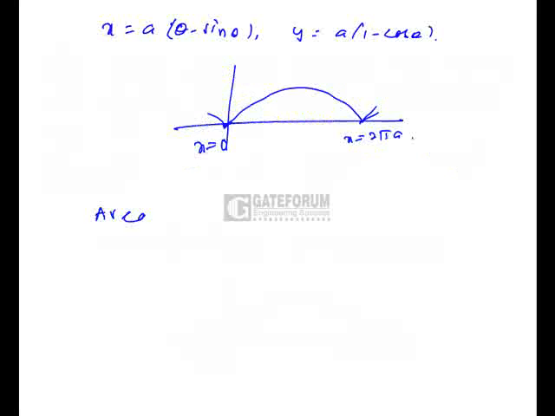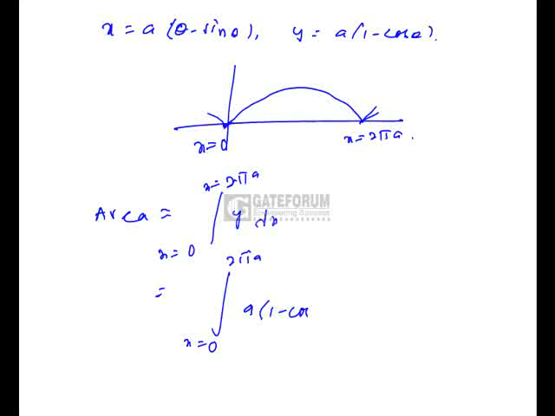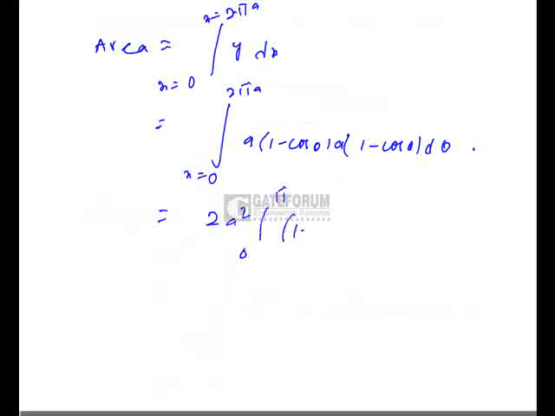So the area will be the integral from 0 to 2πa, where x varies from 0 to 2πa, of y dx. Now here x goes from 0 to 2πa and the value of y is nothing but a(1 − cos θ) into dx. dx is nothing but a(1 − cos θ) dθ. If you integrate it, 2a² times the integral from 0 to π of (1 − cos θ)² dθ.